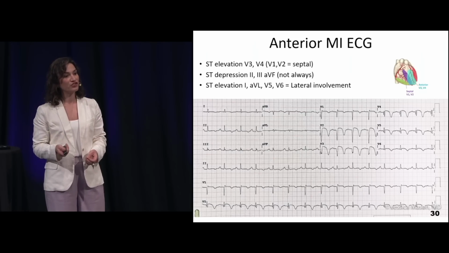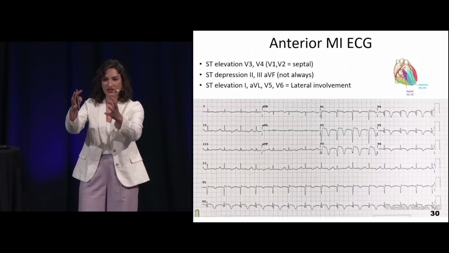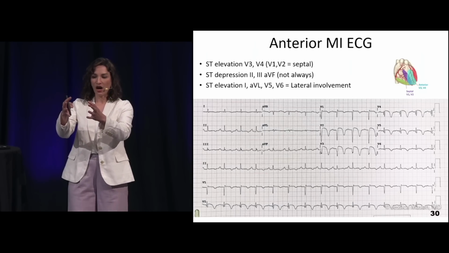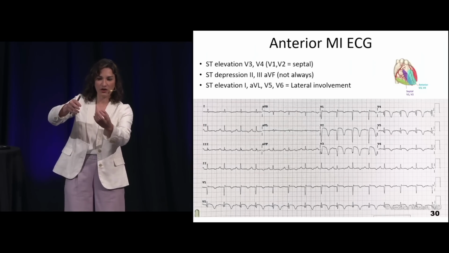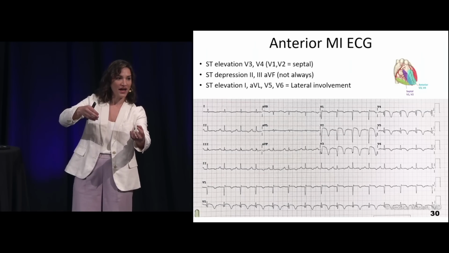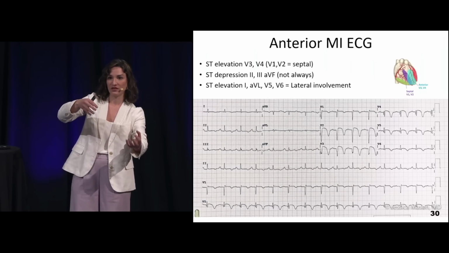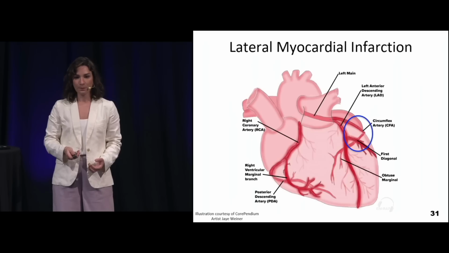There's reciprocal changes. So if you think about that heart that we just talked about, the whole anterior part of the heart, what's the opposite end of the anterior part of the heart? Well, it's down here. It's that inferior part. And that's why those inferior leads, 2, 3, AVF, get ST depression. They're doing the opposite. So that's what's going on there.